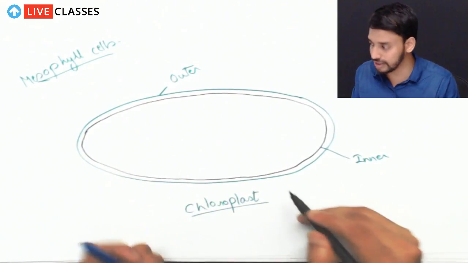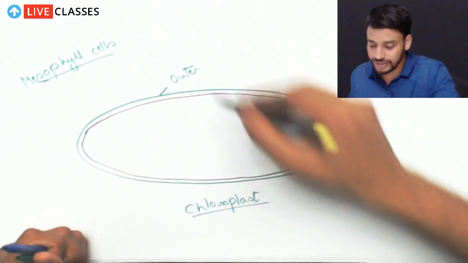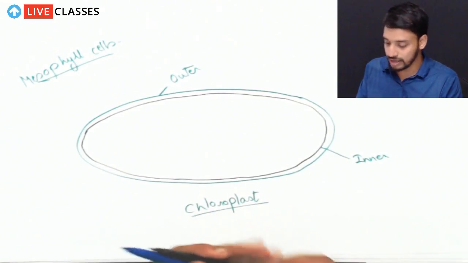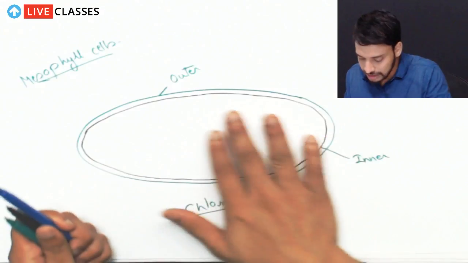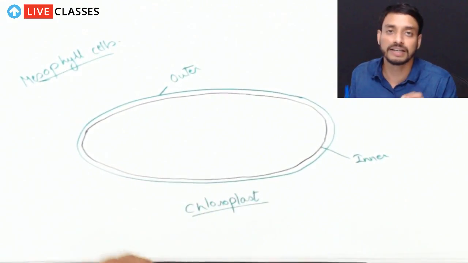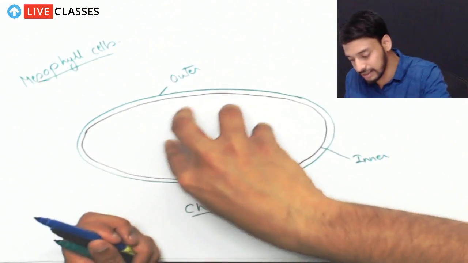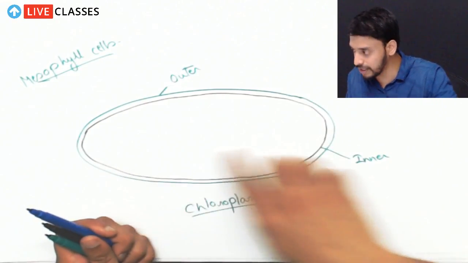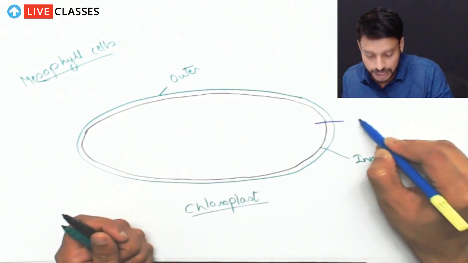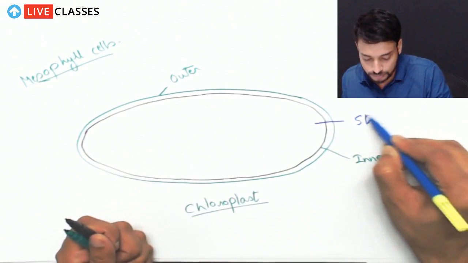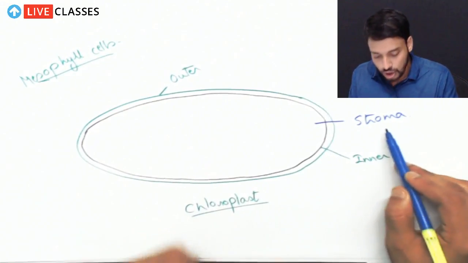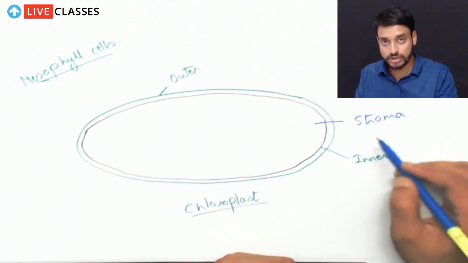So let's continue with the structure of the chloroplast. We have the inner membrane and the outer membrane. And what are the other important areas? Between these two layers is a fluid filled layer. Inside this chloroplast, this whole space you are seeing is covered by a fluid, and it is termed as stroma. This stroma can also be referred to as the matrix.